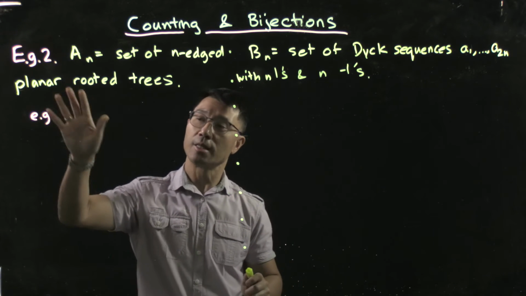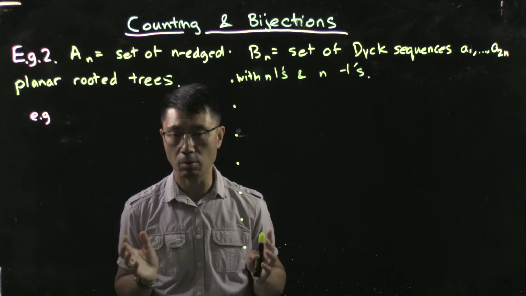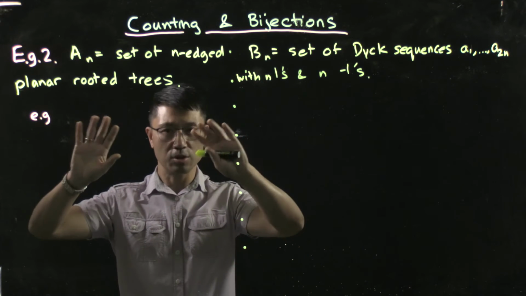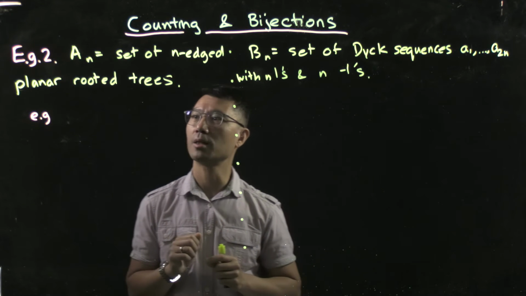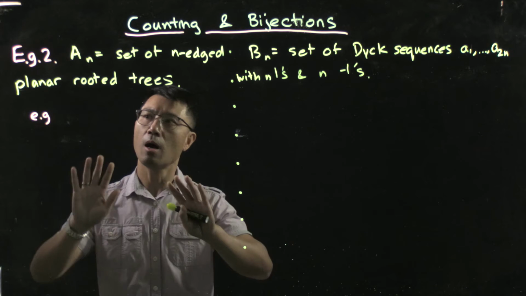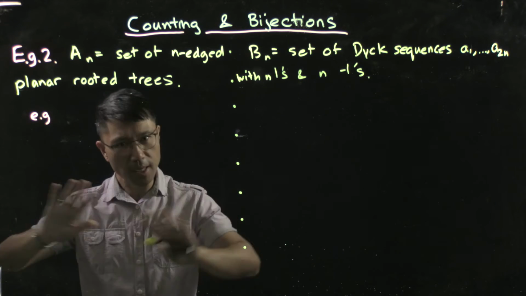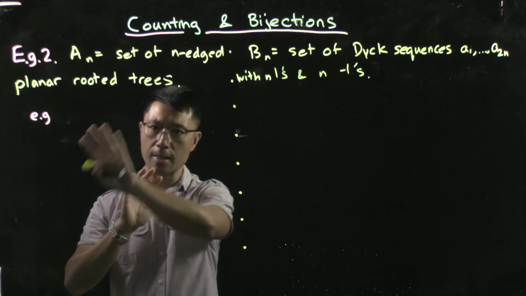So let me just tell you what it is in a simple example. I think it's something that's best not to define formally. When you see an example, you'll know what it is. Okay, so it's a planar rooted tree. So being planar means that we can actually draw it nicely in the plane.